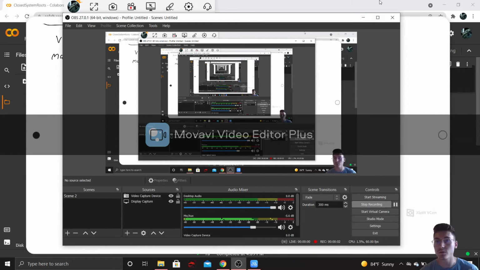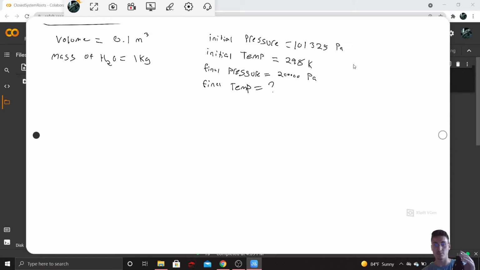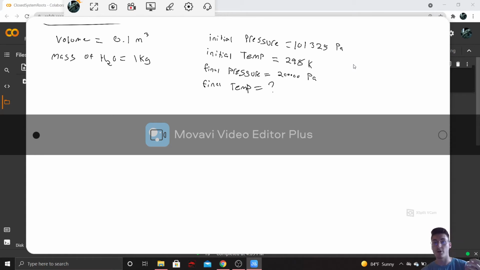Okay, so today we are going to be talking about the ideal gas law with closed systems. So let's say we have a system right here, and part of it is filled up with water, and the rest of it filled up with air. Close it off. We want to know that if we increase the pressure from 101,000 pascals to 200,000 pascals, what the final temperature in this system will be.